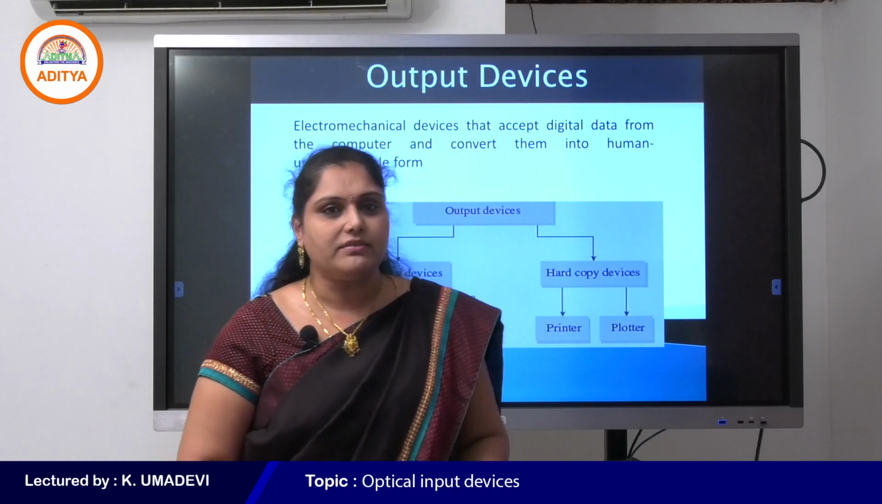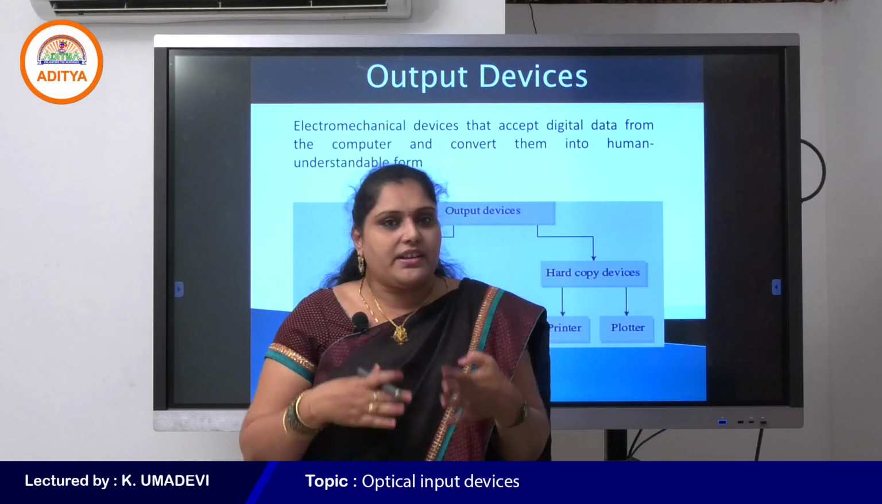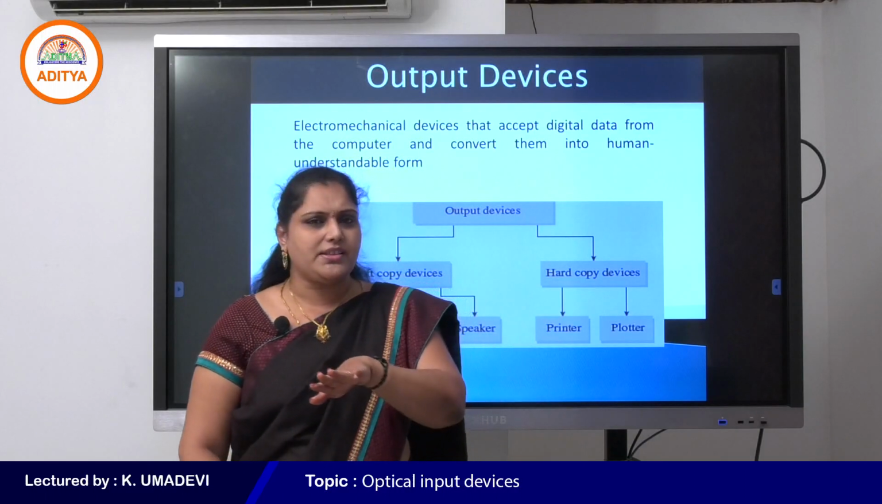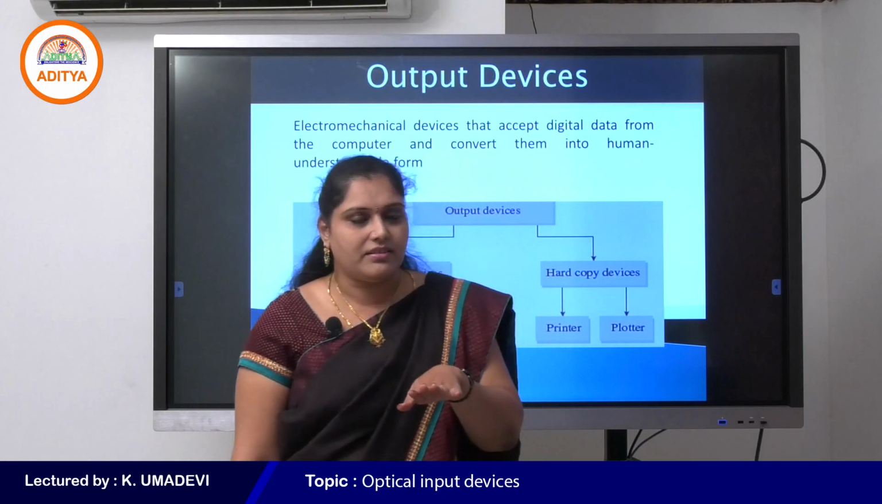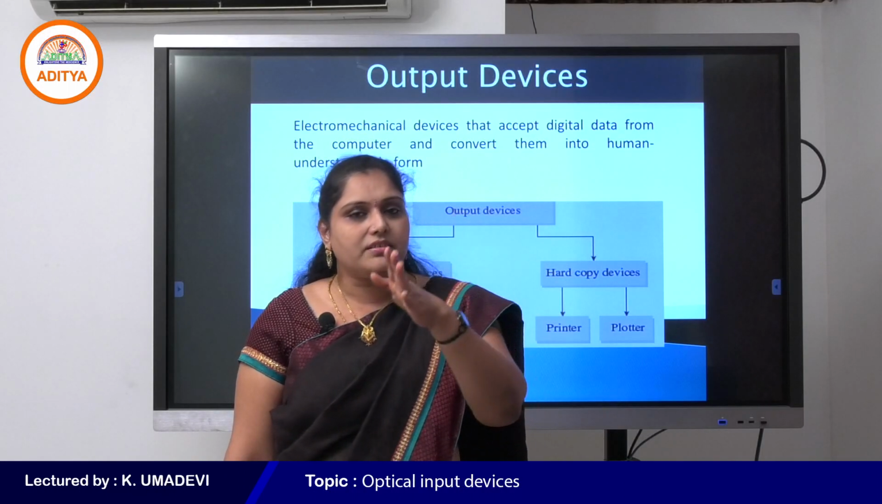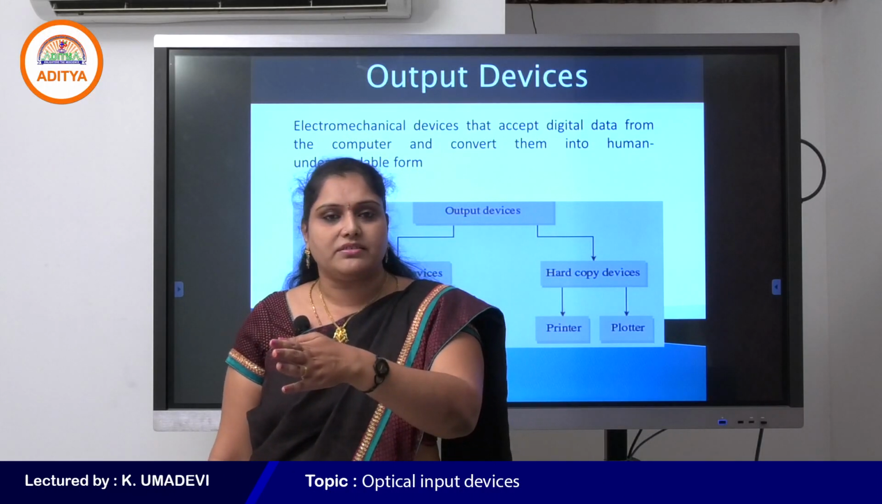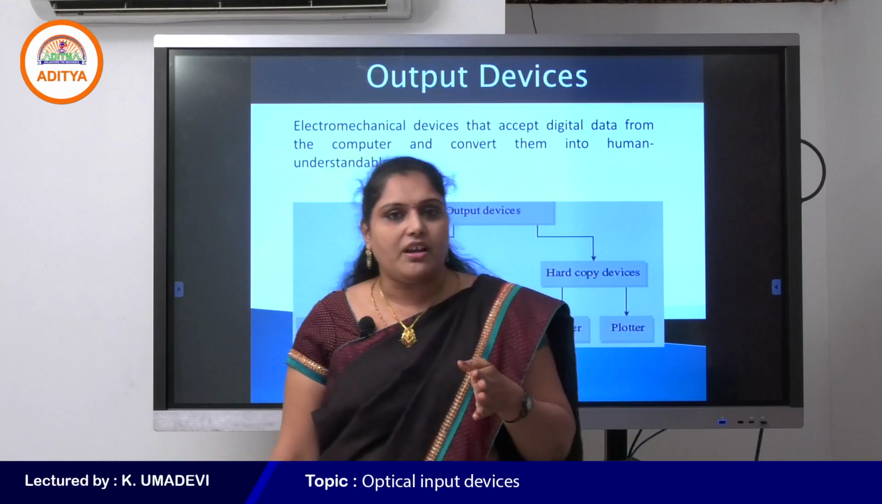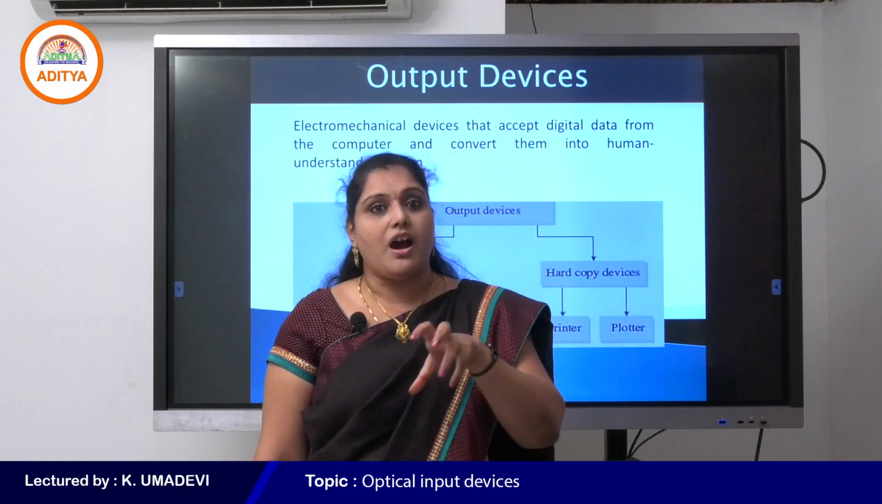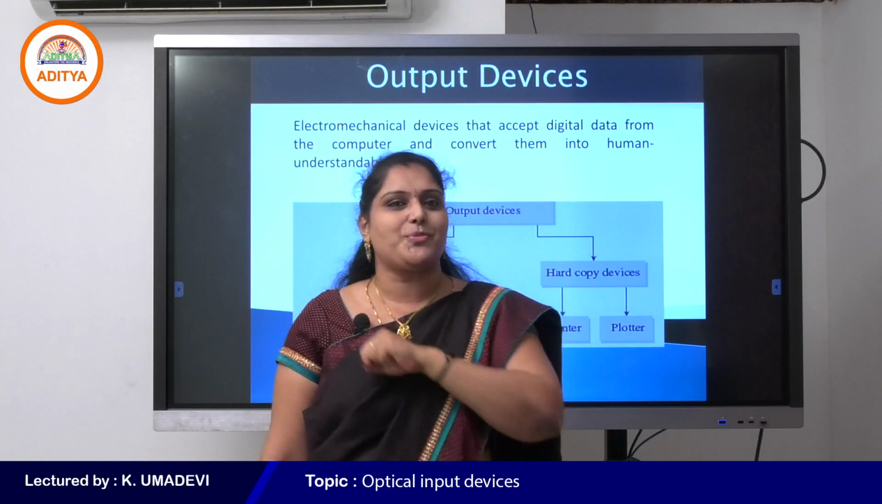What is output data? The data which is received from the computer. So what is input? The data or instructions that are given to the computer. Am I right? So now what is output data? The data which is received from the computer after processing is known as output data.